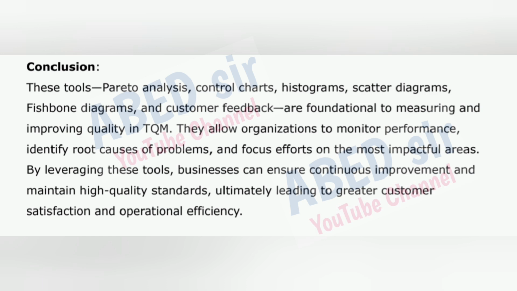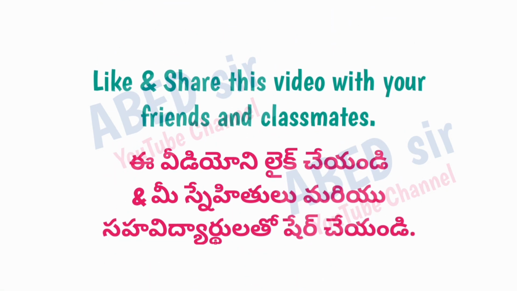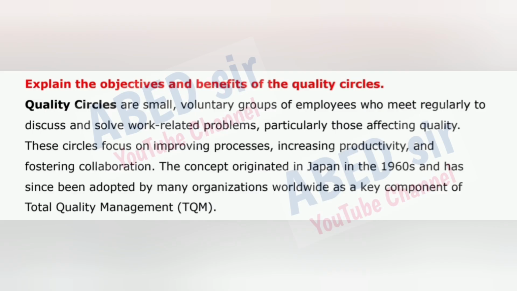Next important long question is: explain the objectives and benefits of the quality circles. Quality circles are small, voluntary groups of employees who meet regularly to discuss and solve work-related problems, particularly those affecting quality. These circles focus on improving processes, increasing productivity, and fostering collaboration.